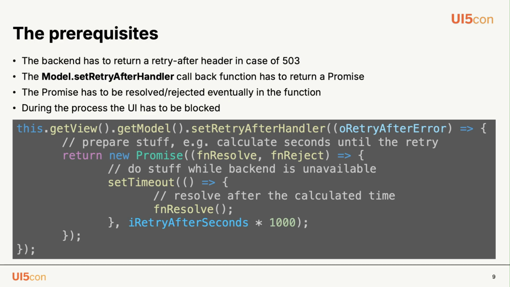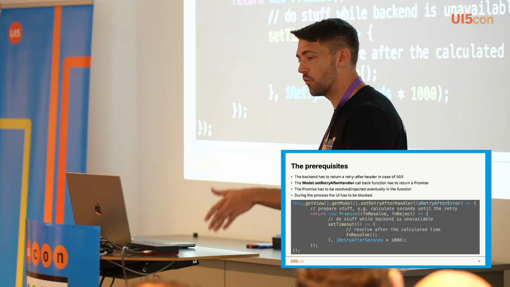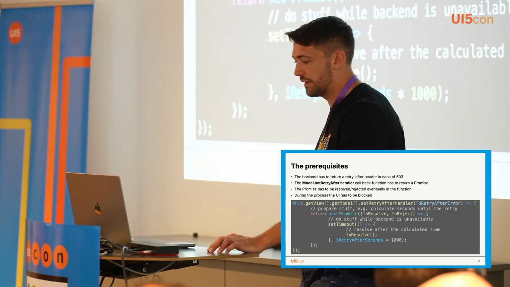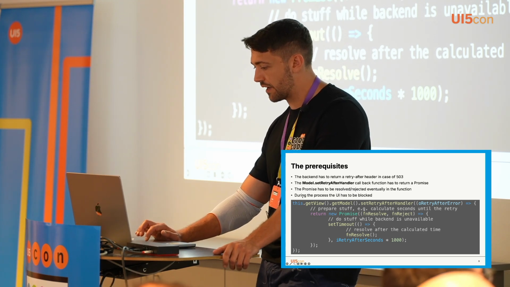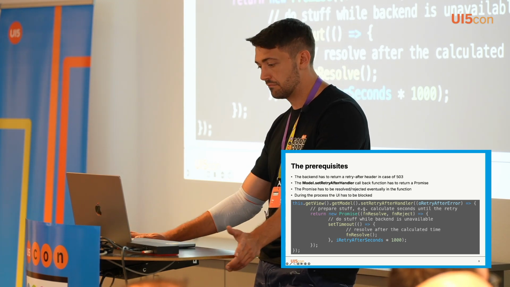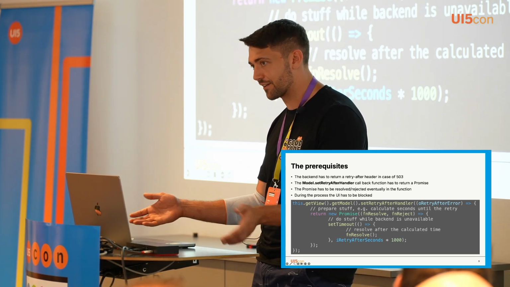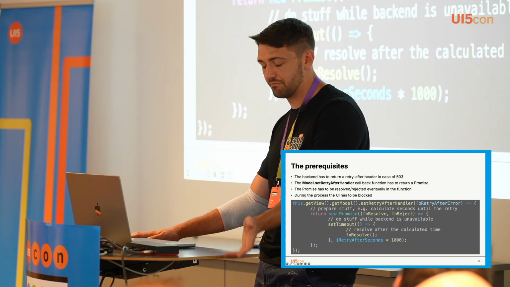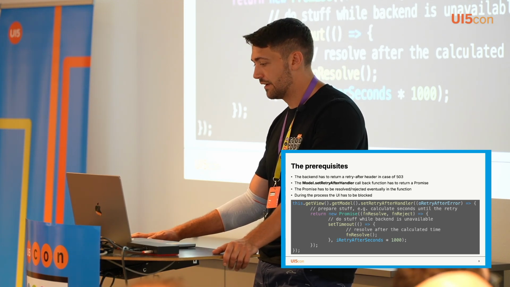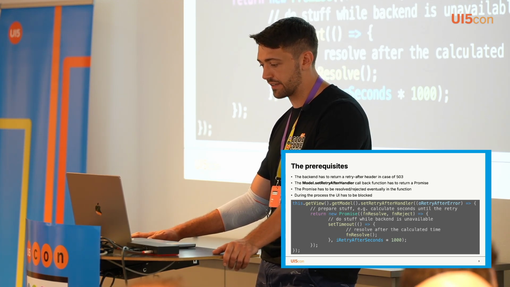And lastly, I return the promise. In this promise, I define the process or the things which should happen while we wait for the retry to happen. And eventually, after the calculated period of time, I resolve my promise and optimally close the dialog or the message popover, depending on what I defined in the executor of my promise.